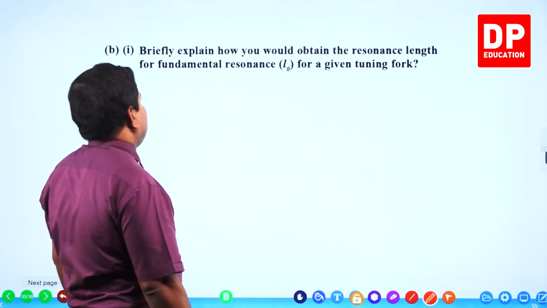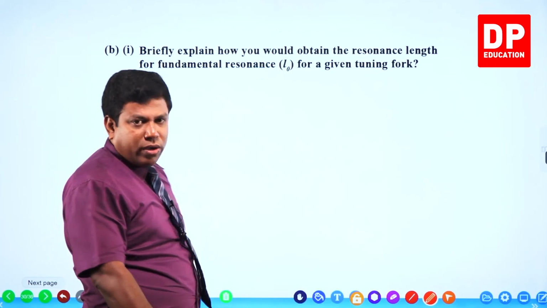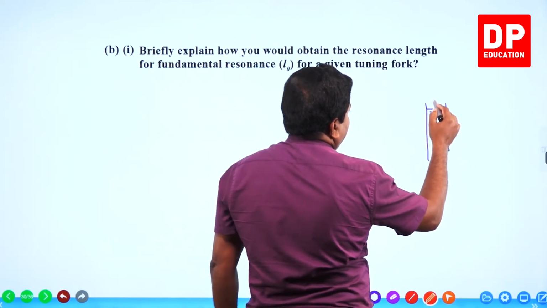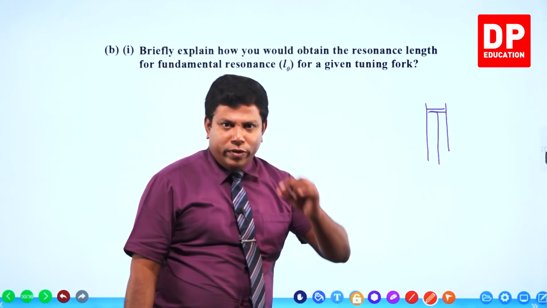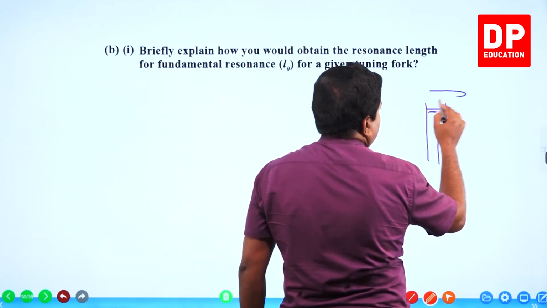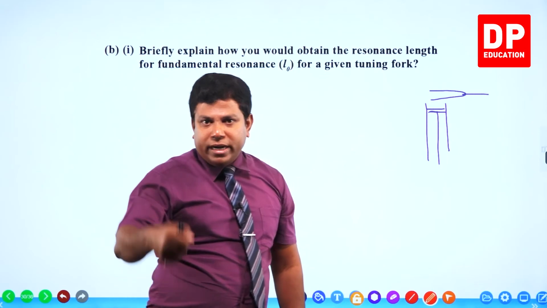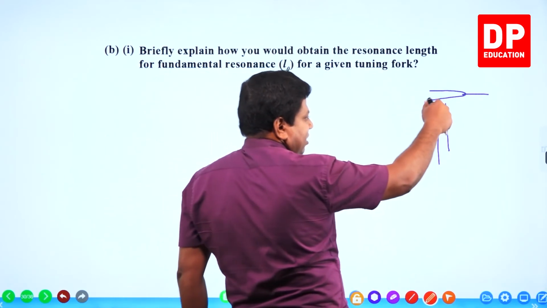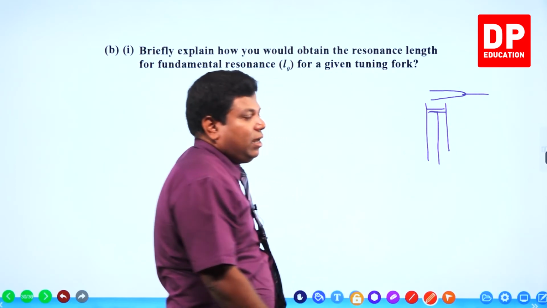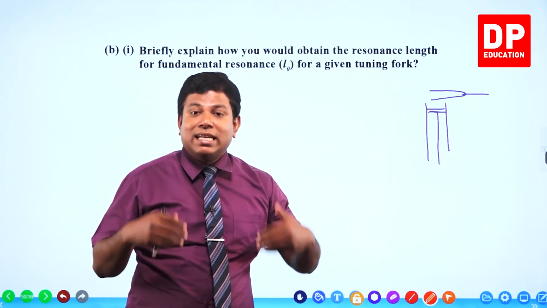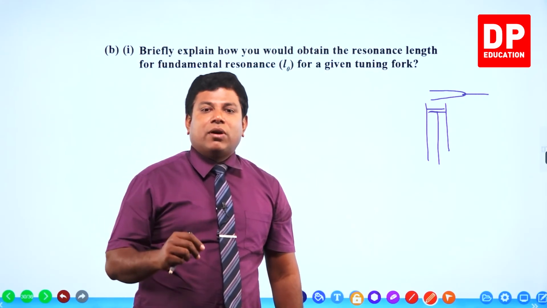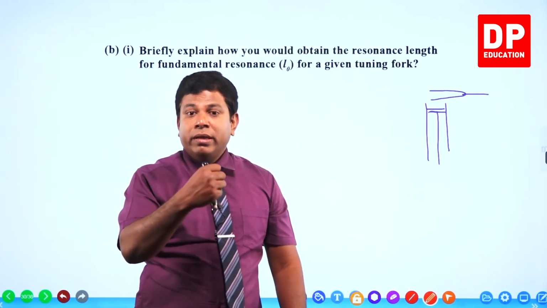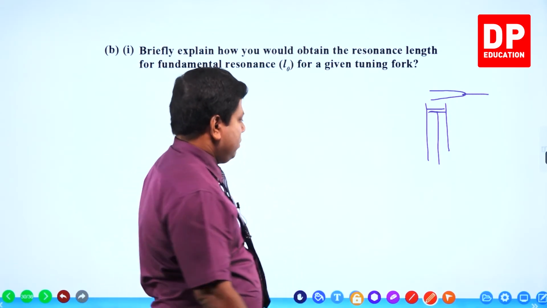Briefly explain how you would obtain the resonance length for fundamental resonance L for a given tuning fork. In the other experiment we have explained this. What do we do? Keep the resonance tube. Initially, the length of the air column must be at a minimal level, and then vibrate the tuning fork and hold it just above that air column, and then increase this length. That means pull the piston down. Slowly you pull it until the point where you hear the highest sound. The intensity of sound will be high at one point. Suddenly you will hear an increased intensity of sound. Until that point you are going to increase the length, right? So, let us write it.